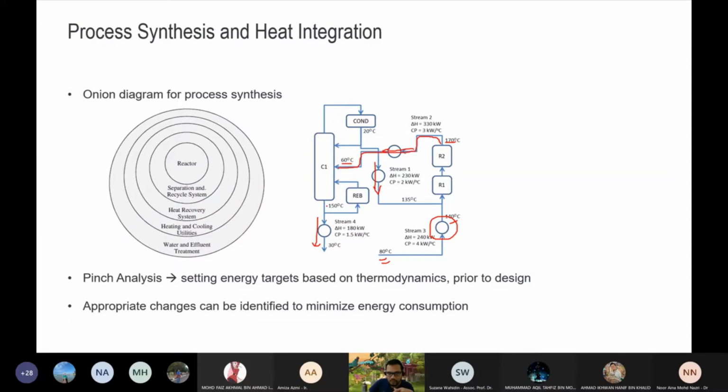This one as well, it needs to be cooled down from 150 degrees C to 30 degrees C. That means this is a hot stream. The last stream needs to be heated up from 20 degrees C to 135 degrees C. That means this stream is the cold stream. So up until this point, up until here in the second layer, we know already what needs to be heated and what needs to be cooled down.